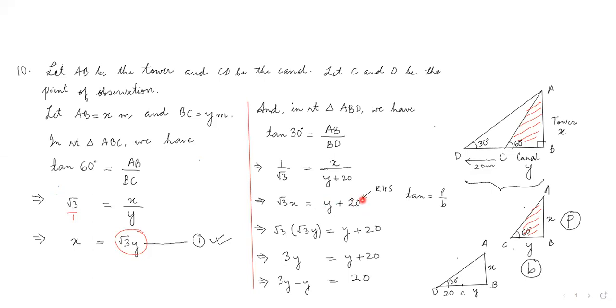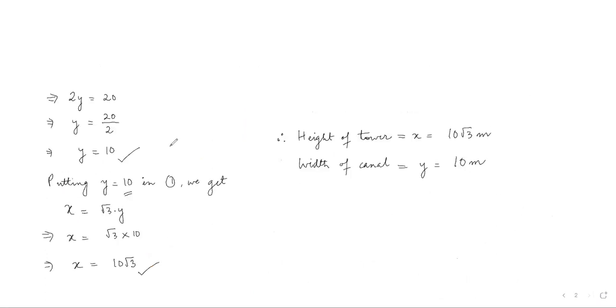Here x is root 3 y. According to my experience, using equation 1, root 3 into root 3 is 3, so 3y minus y equals 20, 2y equals 20, y equals 20 by 2, which is 10. Putting y equal to 10 in equation number 1.